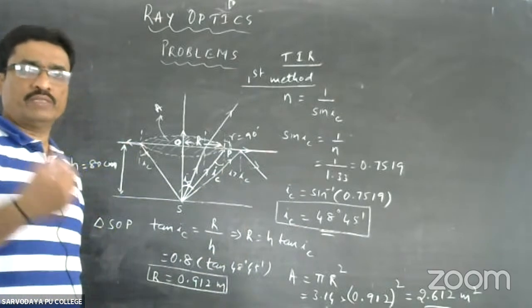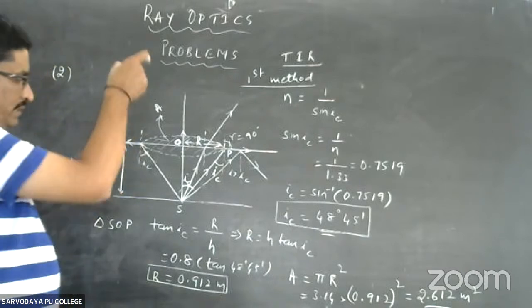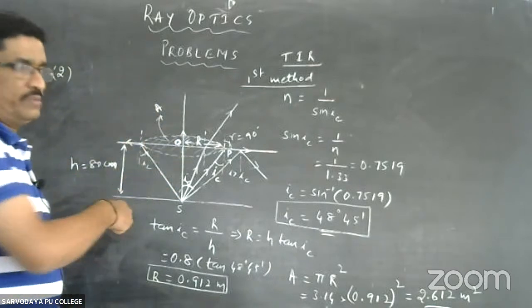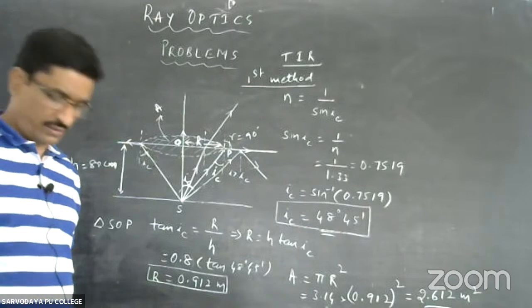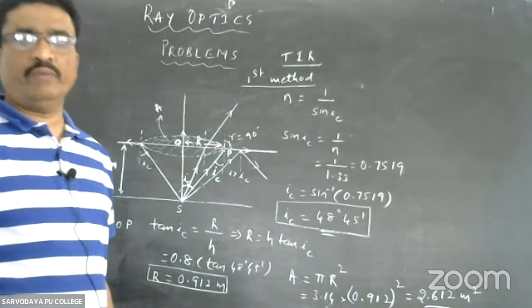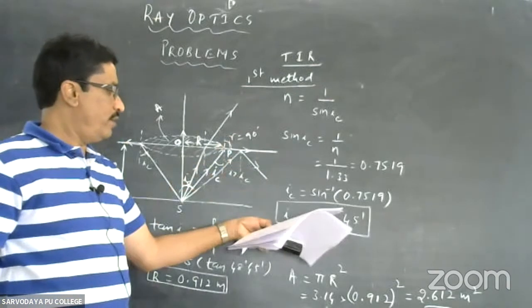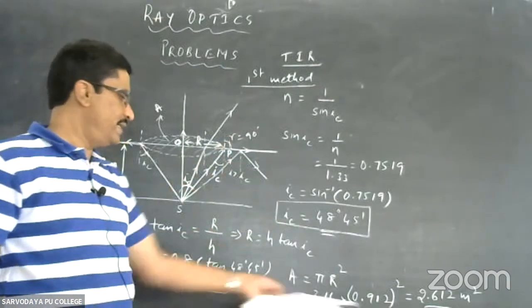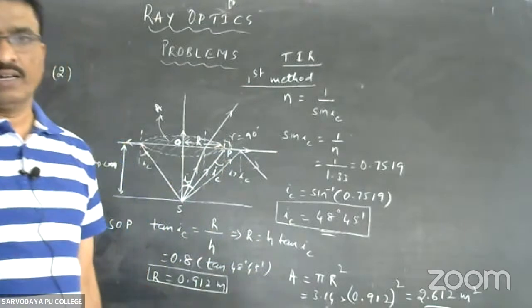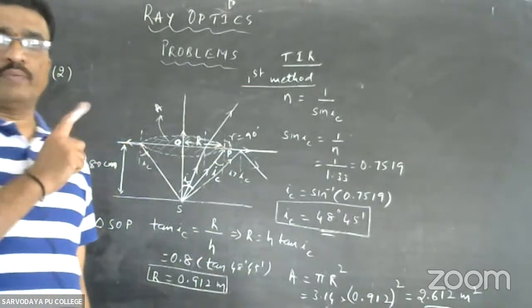Okay, the paper setter gives this problem because marks have to be distributed for 5 marks. To help that distribution, they will ask to find out the critical angle and then only the radius and the area will be asked. So remember this method.